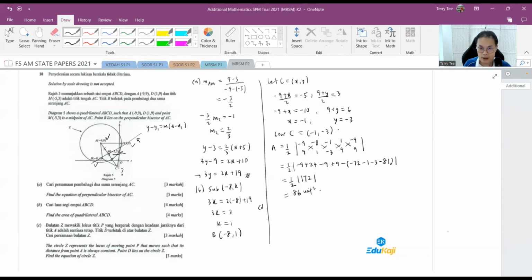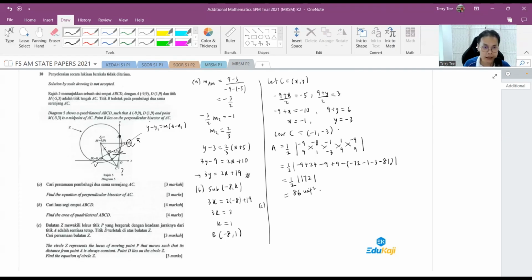All right, finally, this is now part C. Okay, they say that a circle Z represents the locus of a moving point B that moves such that its distance from point A is always constant. Point D lies on the circle Z. Find the equation of Z. Okay, so one thing you notice that D and A, they lie on the same horizontal line because your y coordinate is 9. Your y coordinate here is also 9. So it's a horizontal line. So when it's a horizontal line, it's actually easier to calculate the length, the radius of the circle. And since A is the center, right?